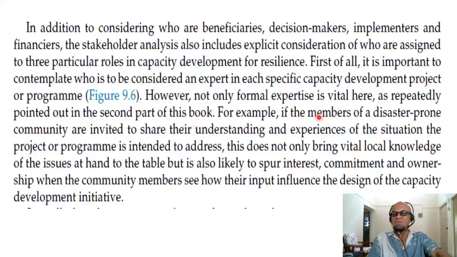For example, if members of a disaster-prone community are invited to share their understanding and experiences of the situation the project or program is intended to address, then this does not only bring vital local knowledge of the issues at hand to the table, but is also likely to spur interest, commitment, and ownership when the community members see how their input influences the design of the capacity development initiative.